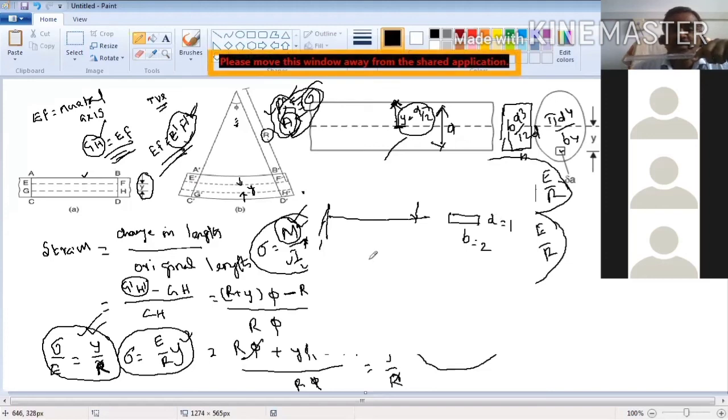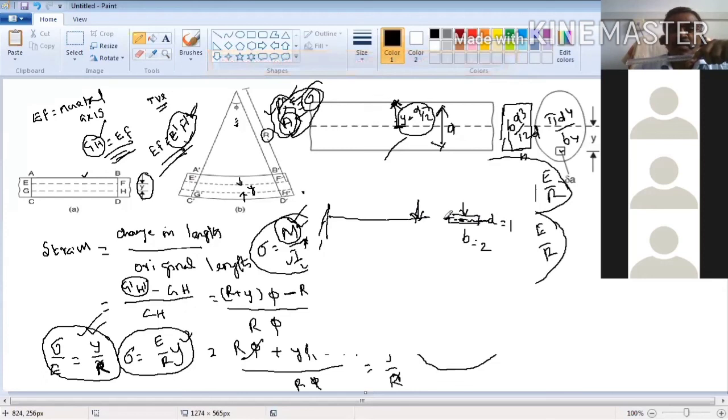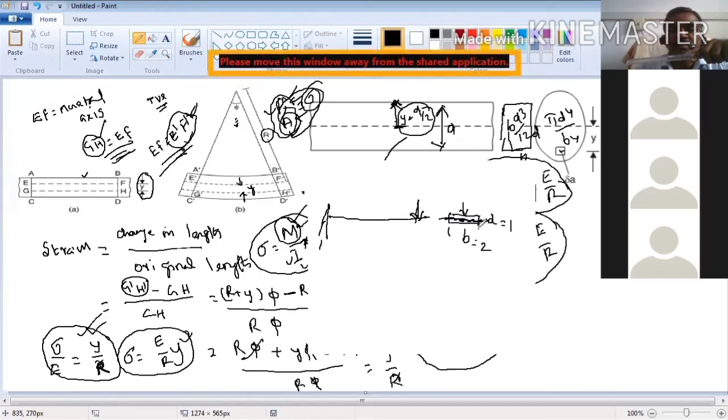How to find what is B and what is D? Always the load is acting in the vertical direction. Now you take the axis perpendicular to this. We are interested in calculating the moment of inertia about this axis. The dimension parallel to the axis is known as B, and the dimension perpendicular to the axis is known as D.